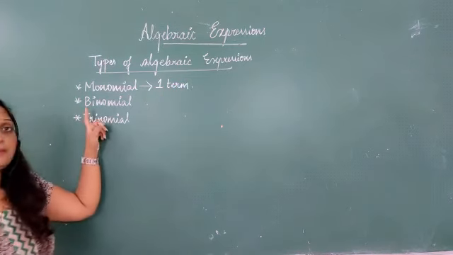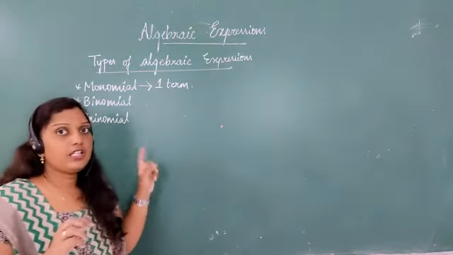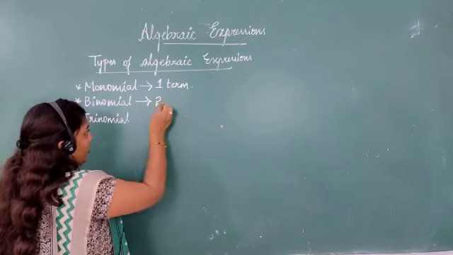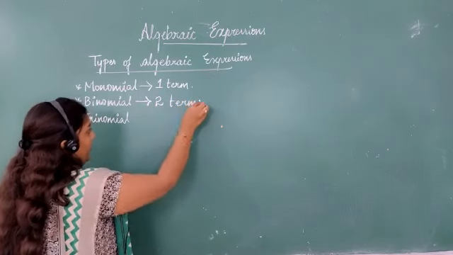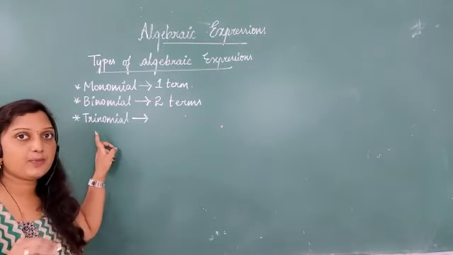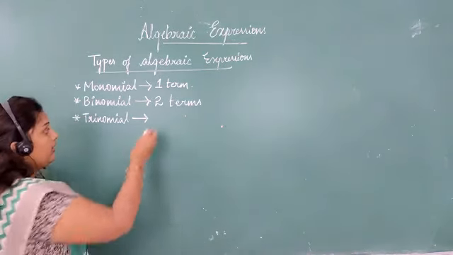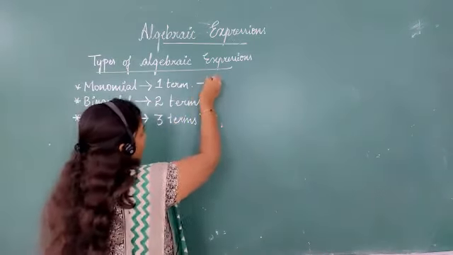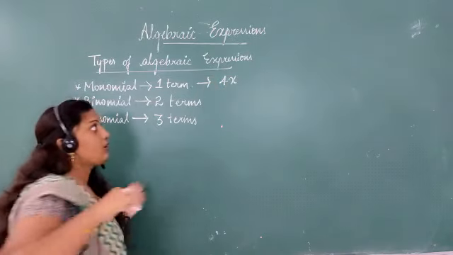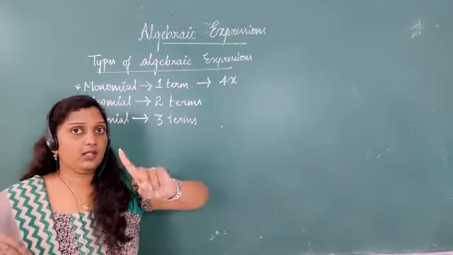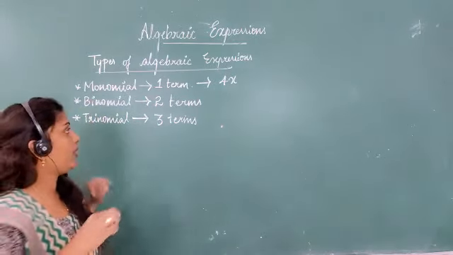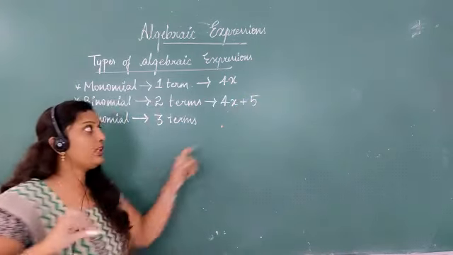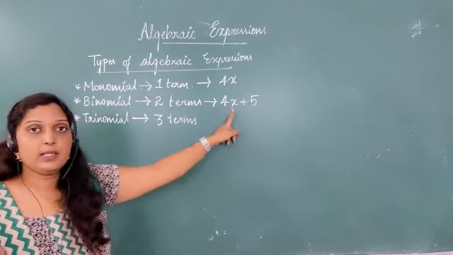And then what is a binomial? A binomial is an algebraic expression containing only 2 terms. And a trinomial is an algebraic expression having 3 terms. Now for examples: for monomial I can take 4x, an algebraic expression having only one term. For binomial I can write the example 4x plus 5. Here you have 2 terms.